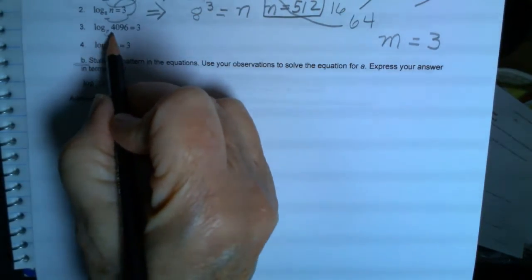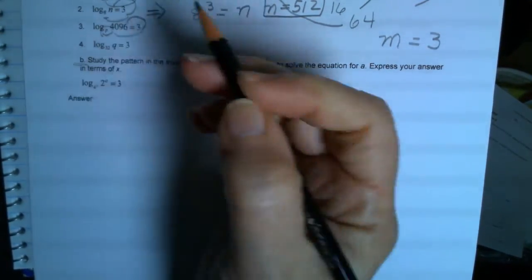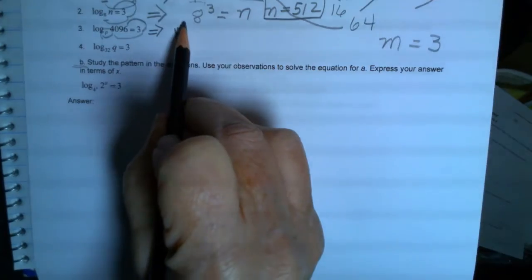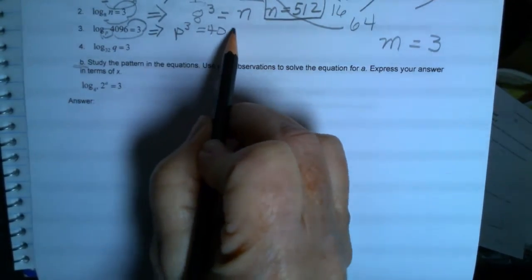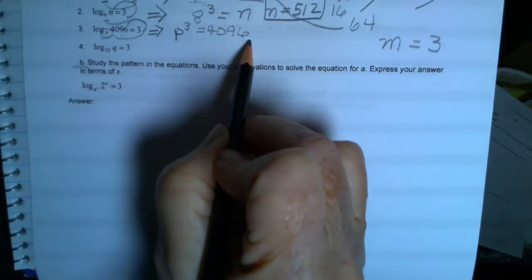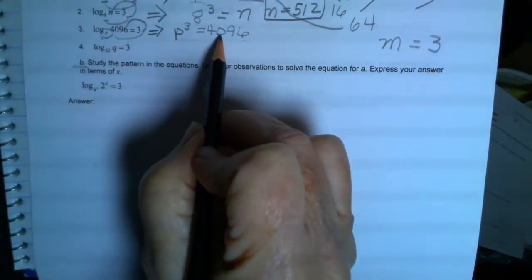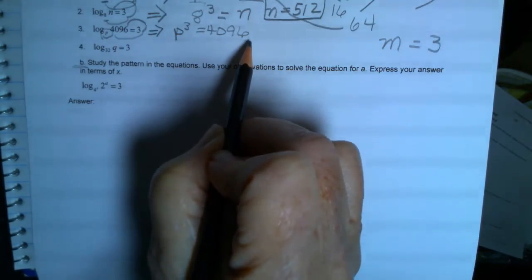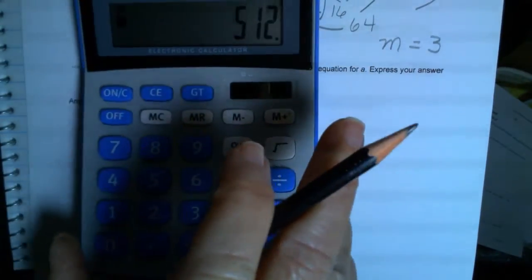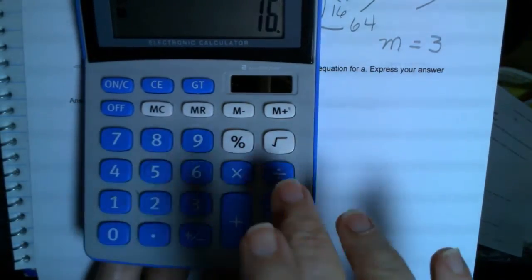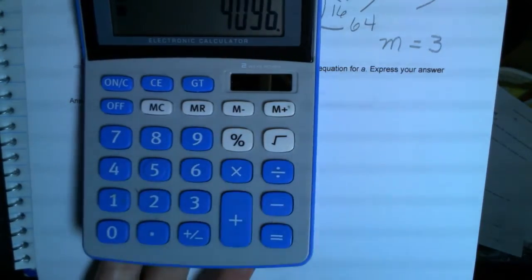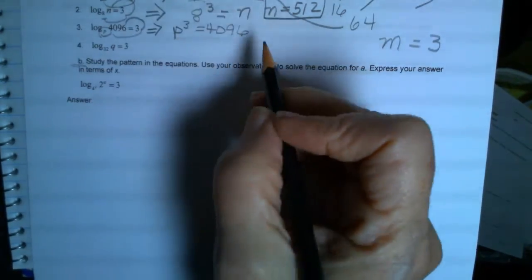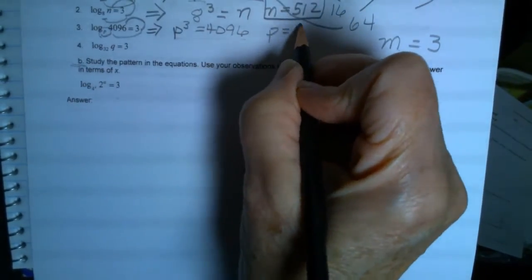All right, let's try another one. P to the third power equals 4,096. P to the third power is equal to 4,096. So I like to take out my scientific calculator and find the cube root of 4,096. And when I put that into my scientific calculator, I believe I got the answer 16. Let's test that out. 16 times 16 times 16 is 4,096. Okay, that's correct. So P is equal to 16.